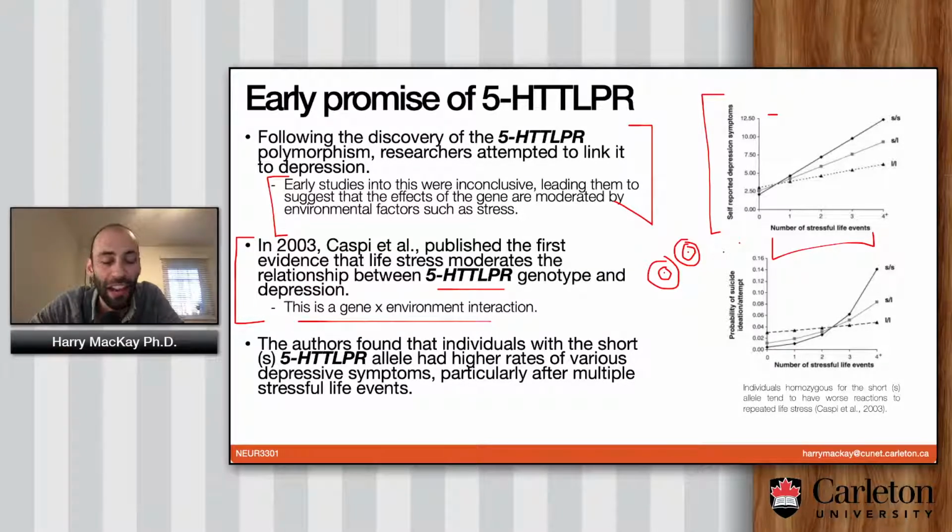So that's natural, right? Of course, the more events you have in your life that are stressful, the more depression symptoms you're going to report. But the slope of this line was a good deal steeper in people who were homozygous for the short allele compared to people who are homozygous for the long allele.